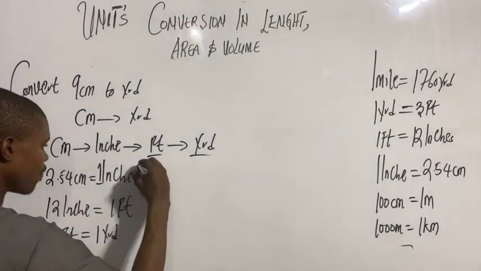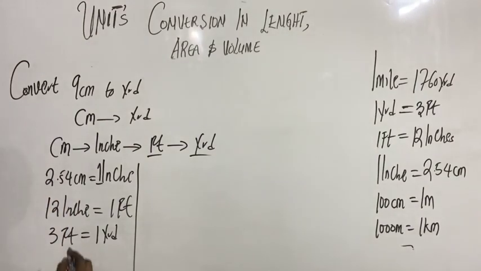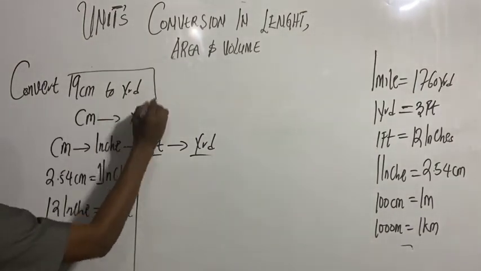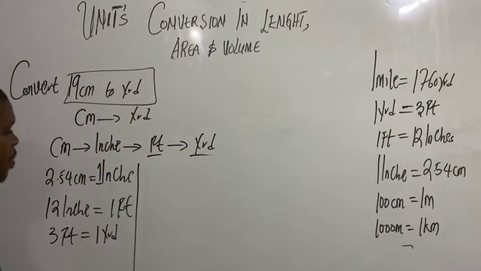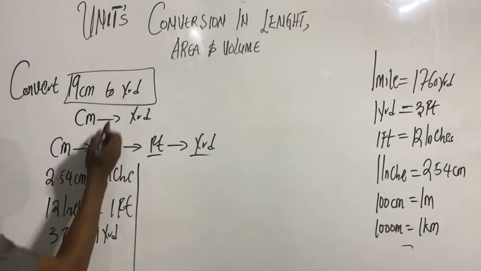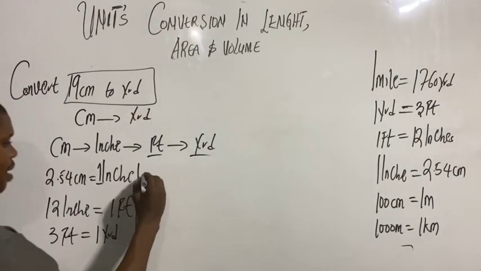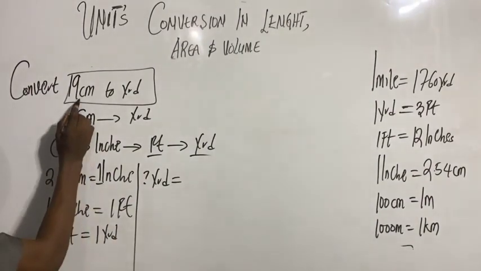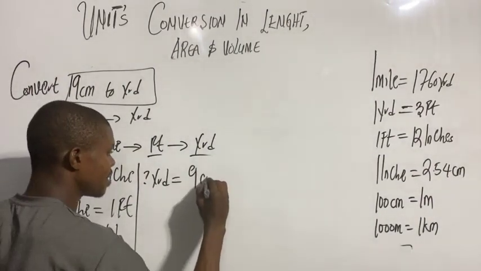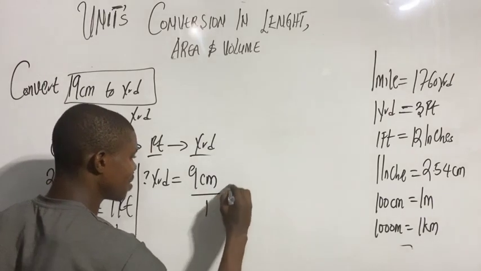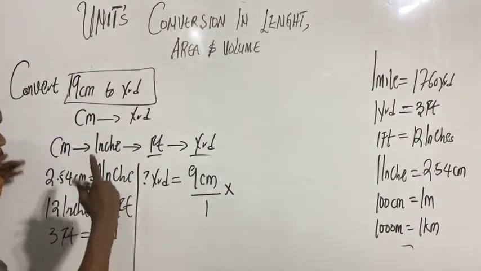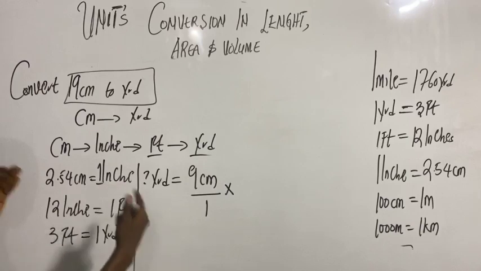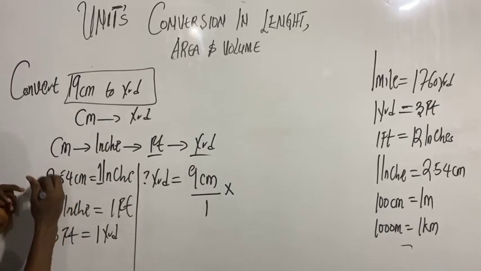So now let's do the conversion here. Remember, I'm going to express it as a mathematical statement because I'm using dimensional analysis here. So the final destination is going to be yard. Yard equals, now here we have 9 centimeter over 1, times. So I'm going to take them one by one. Do you get that? So now let's take the first one here.